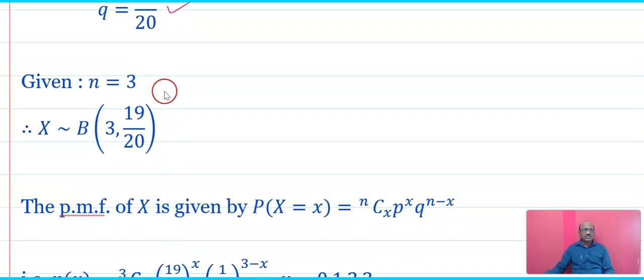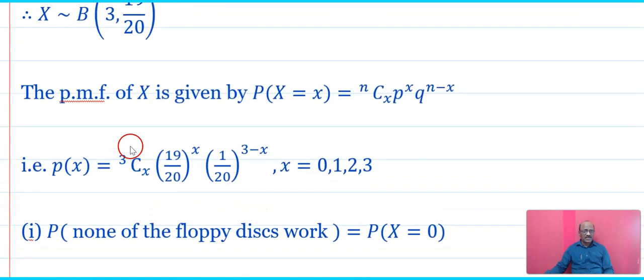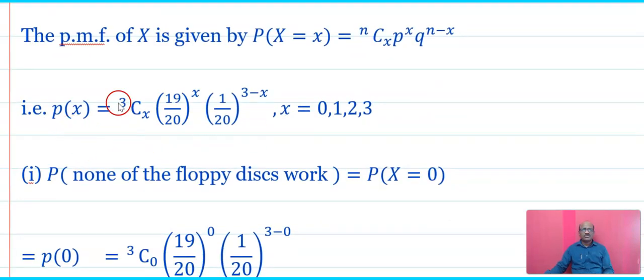Now n is equal to 3, if you are selecting 3. X follows the binomial distribution (n, p), where n is 3 and p is 19 upon 20. The PMF of X is given by P of capital X equals small x is nCx, p raised to x, q raised to n minus x. Therefore, P of x is equal to 3Cx, 19 upon 20 raised to x, 1 upon 20 raised to 3 minus x. The values of x are 0, 1, 2, 3.